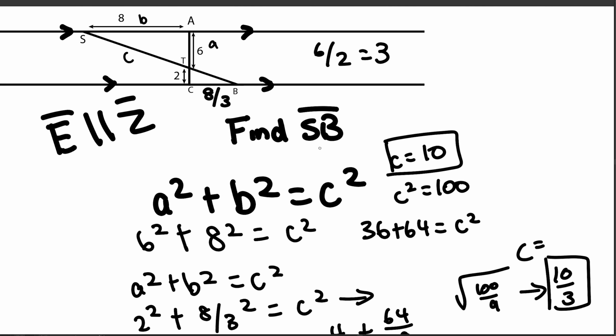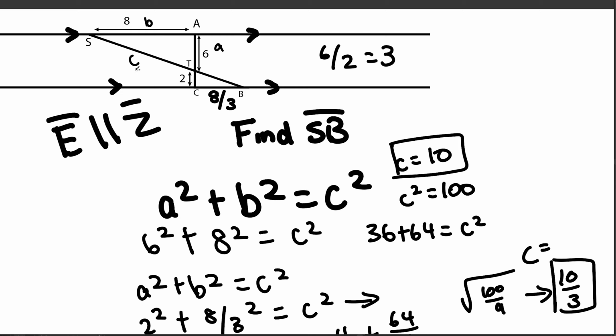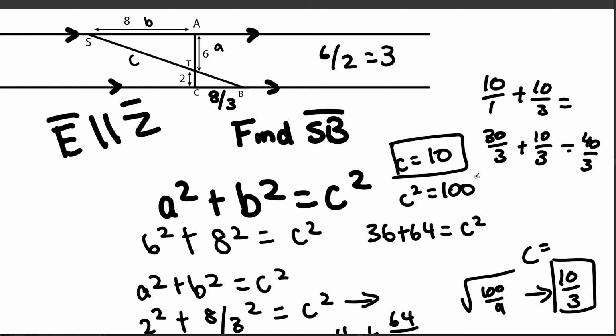Now, realize that we didn't solve for SB yet. SB is going to be the combination of ST, which is the hypotenuse of the first triangle, or the triangle on top, and TB is going to be the hypotenuse of the triangle on the bottom. So in order to find SB, what we need to do is just add those two hypotenuse values together, and we get the length of SB. So let's do that right now. 10 over 1 plus 10 over 3 is equal to, we could just convert this to 30 over 3 plus 10 over 3 is equal to 40 over 3. And that's going to be our final answer.